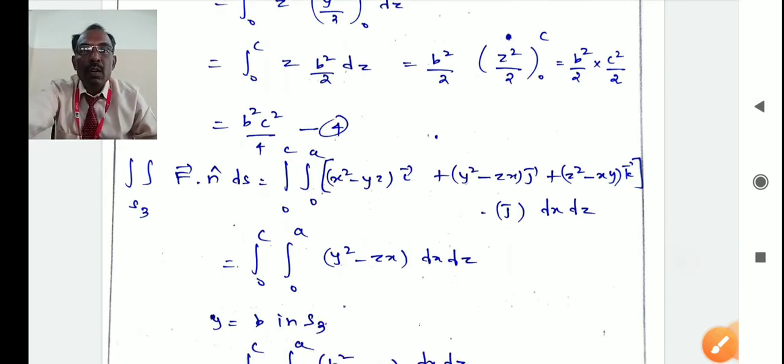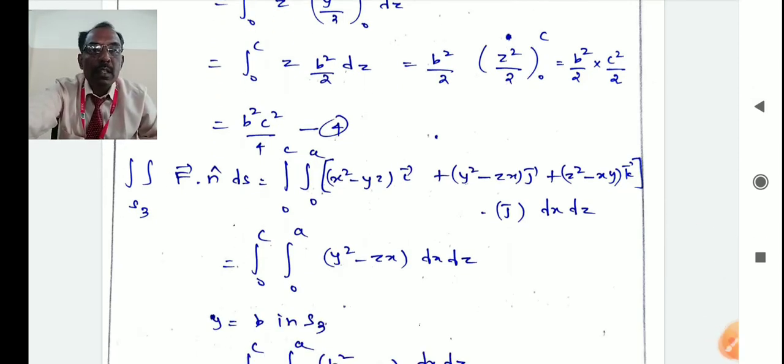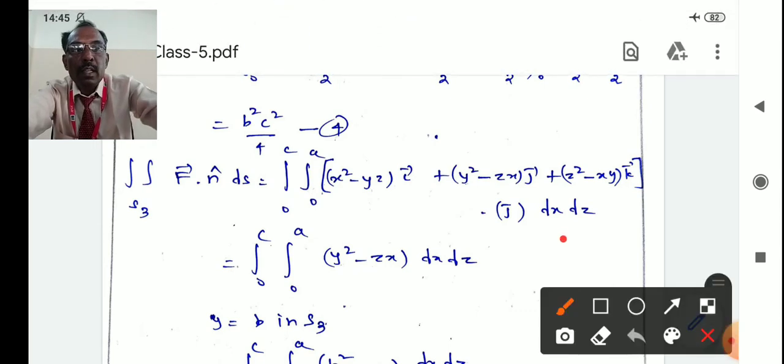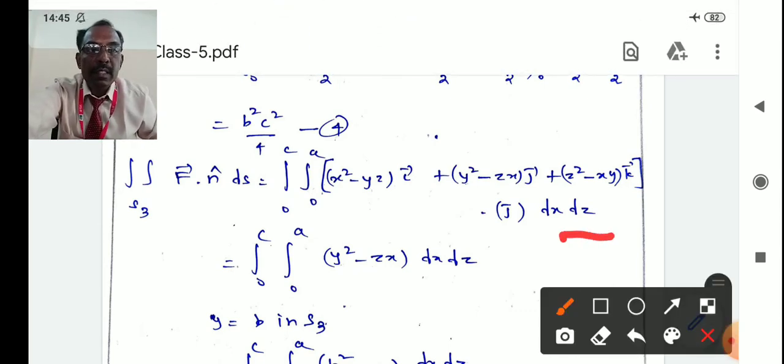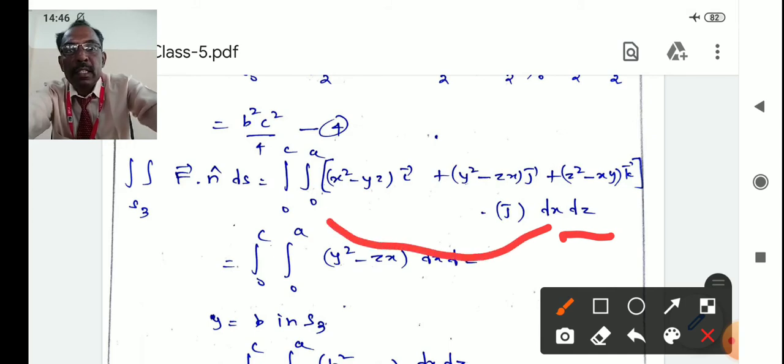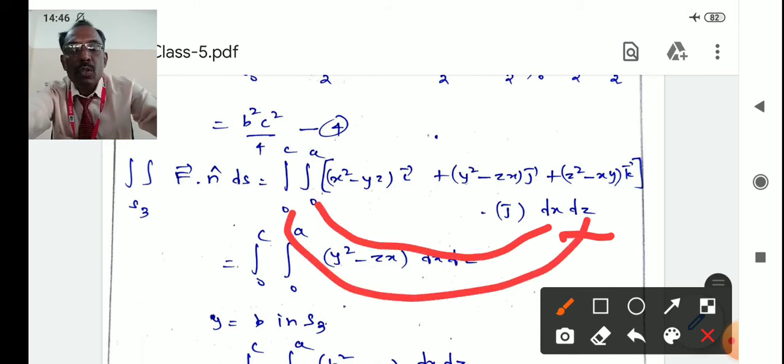Next, along the S3 surface, F vector is already given. We have to write F vector is x squared minus yz into I vector plus y squared minus zx into J vector plus z squared minus xy into K vector. Dot n cap, very clear. N cap value in S3 is J vector only. It lies on the y axis. So the variation is in x and z only. So it's very clear, here dx dz. The x axis limit is 0 to a, and the z axis limit is 0 to c.